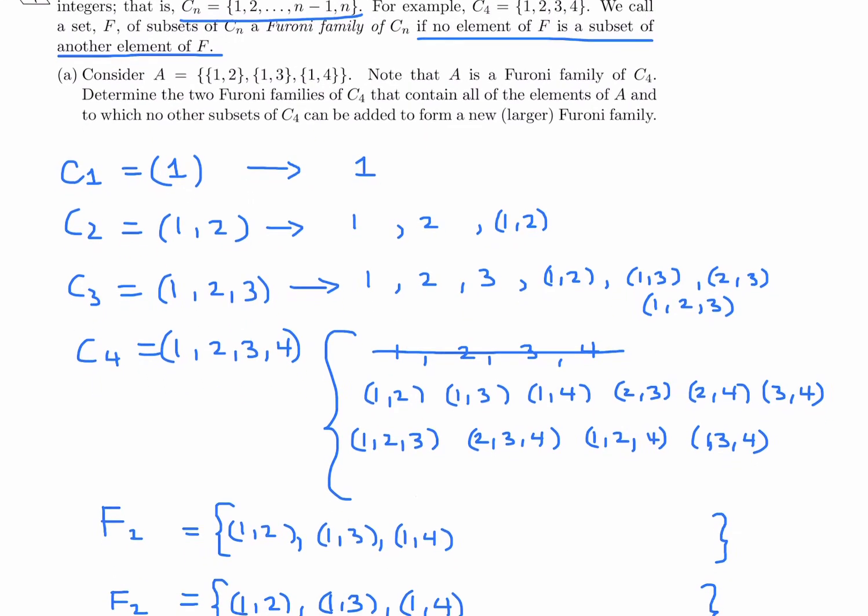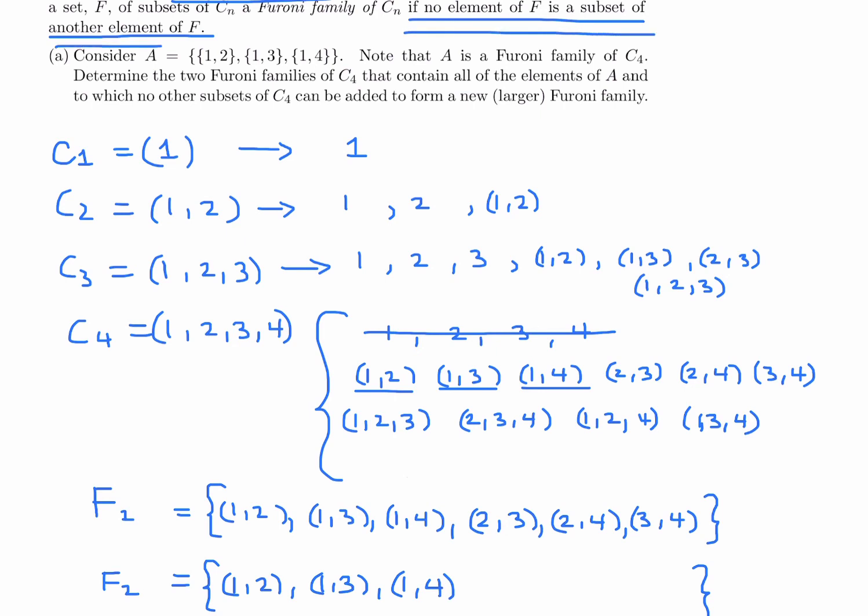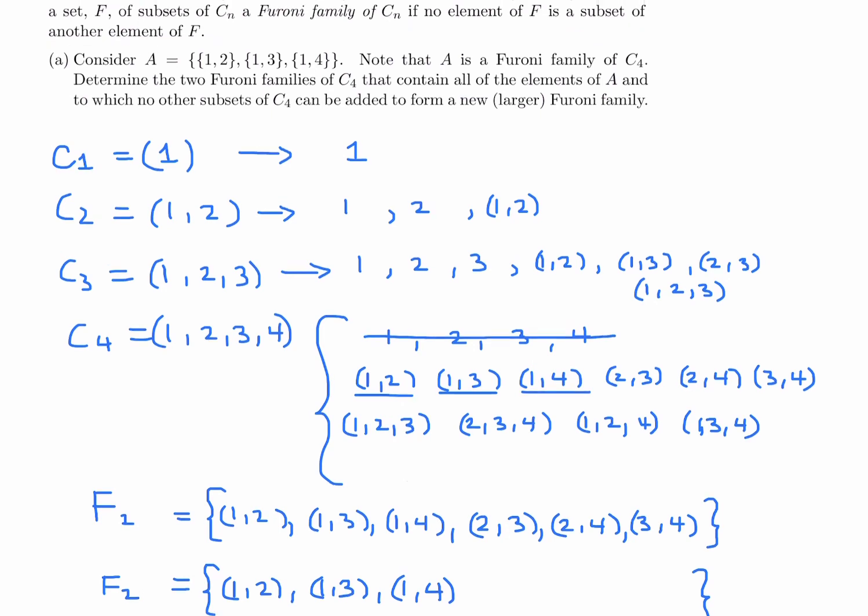Now, what about if I put one of these guys? Well, this is already in there, so is this one, so is this one. How about these ones? Can I put them in there? I think so, because if I do that, we don't run into any problems. And in particular, it's going right back to that sentence. No element of F is a subset of another element of F. So that's fine. This is my first Faroni family, F1.